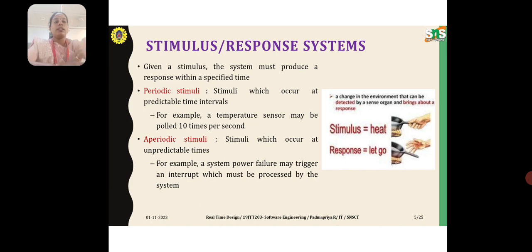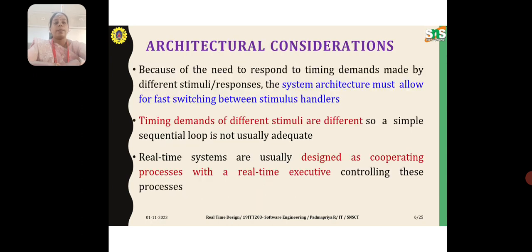If we use a real-time system, we get responses from it. What drives these responses? It is the stimulus. Given a stimulus, the system must produce a response within a specified time. Stimuli are periodic or aperiodic. Periodic stimuli occur at predictable time intervals, for example, a temperature sensor may be polled 10 times per second. Aperiodic stimuli occur at unpredictable times, for example, a system power failure may trigger an interrupt which must be processed by the system.